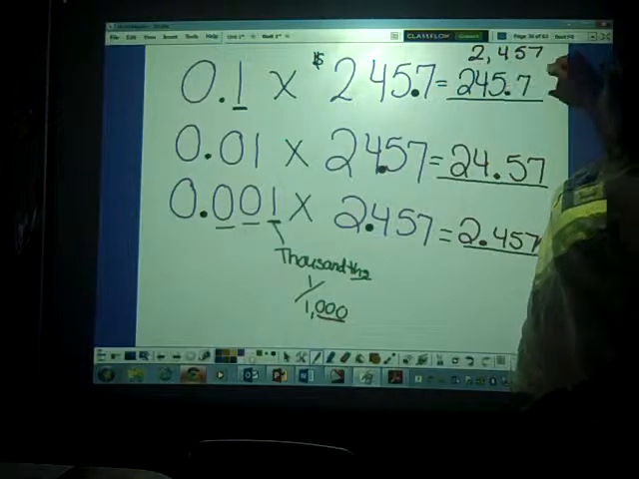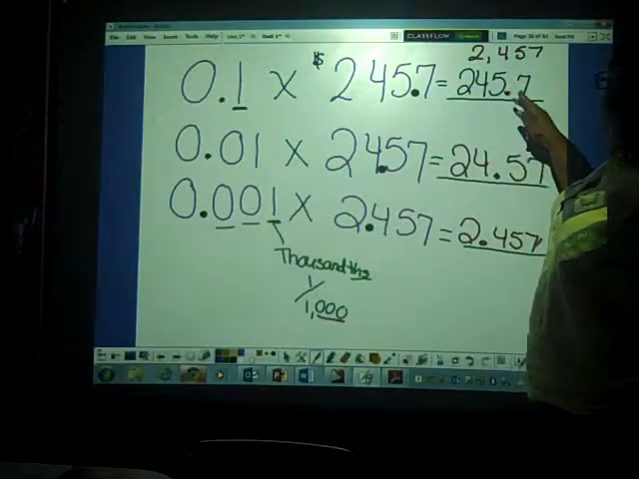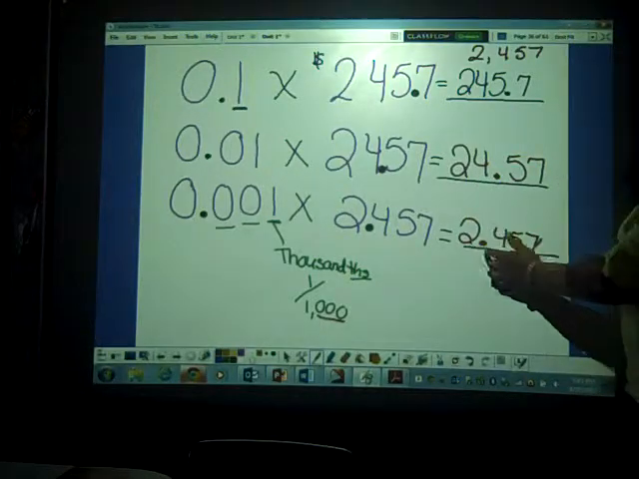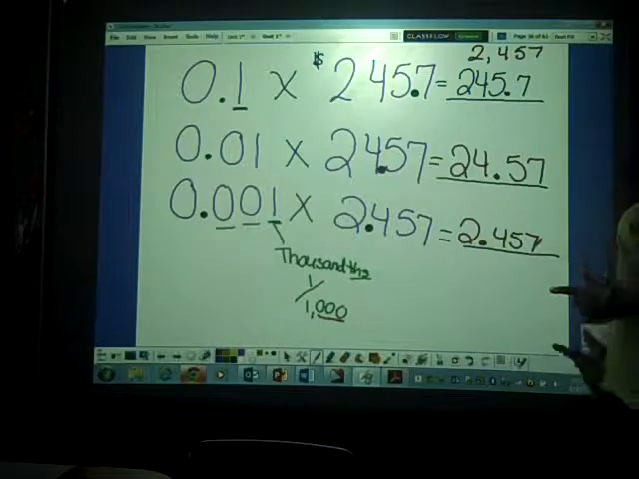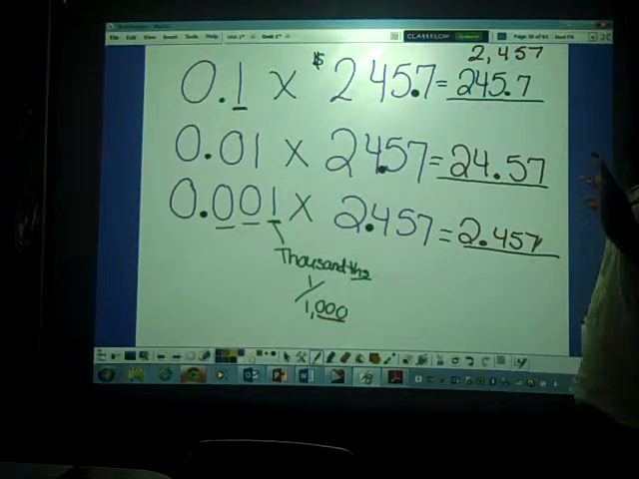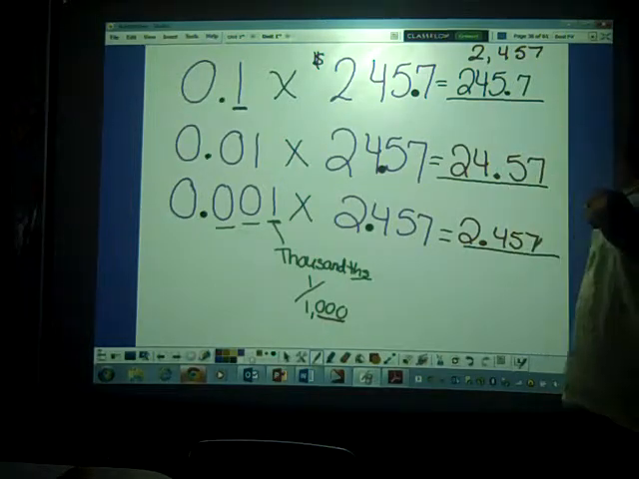It went from 2,457 to 245 and 7 tenths to 24 and 57 hundredths to 2 and 457 thousandths. The numbers have stayed the same. The only thing that has changed was the movement of my decimal point.